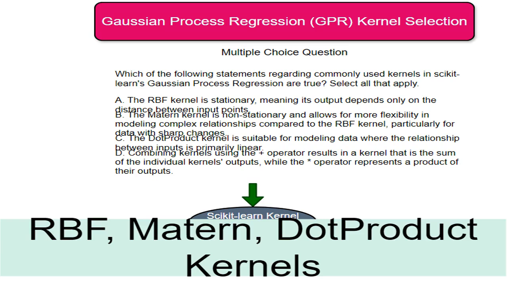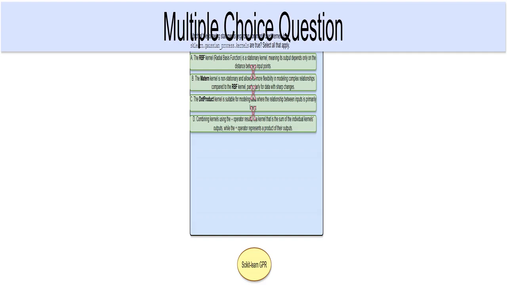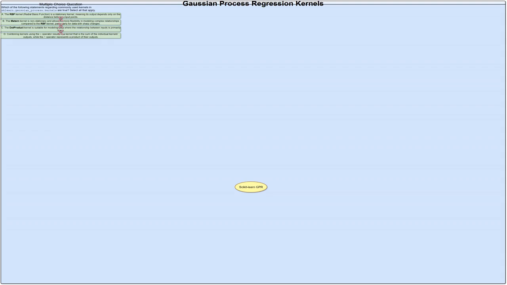These are three specific kernel functions I'm considering. Each has its own strengths and weaknesses, making them suitable for different data types. This is a multiple-choice question, testing your understanding of Gaussian process regression kernels in scikit-learn. Let's see how well you know your kernels. This question asks you to identify true statements about several kernels used in Gaussian process regression with the scikit-learn library. I'll help you understand each kernel and their properties.